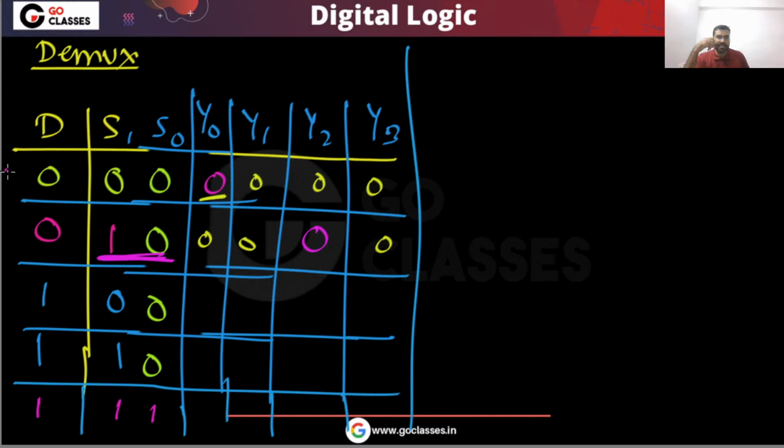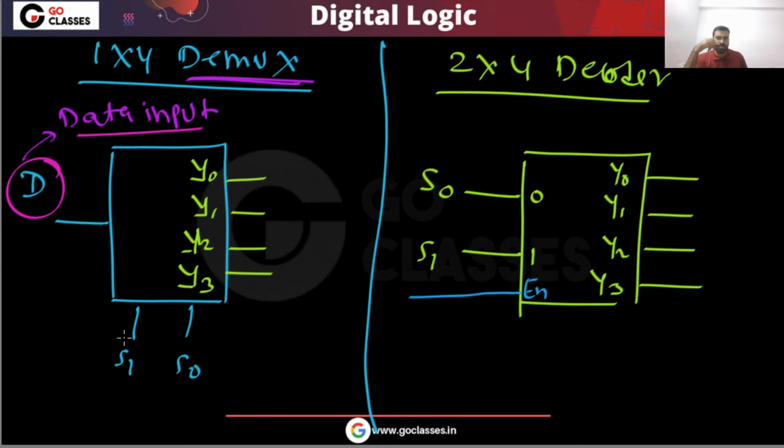Satyajit, this 0 is actually the data. Please understand, this 0 is actually the data. Because when these are, for example, 0, 0, then this data will go to y0. This y0 will be equal to data, but your data is 0, so y0 equals 0.